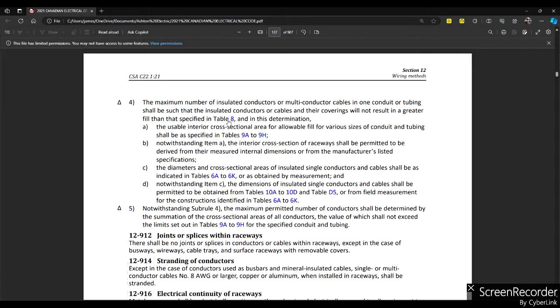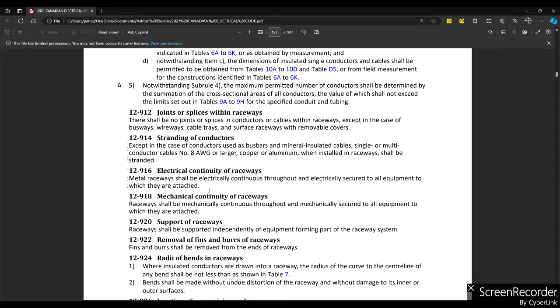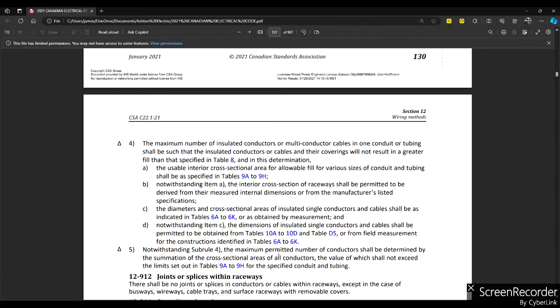Again, table 8 is based on the maximum permitted conduit fill that you can do. 9A is based on the interior cross-sectional area of different types of conduits. If you don't know it, or even if you do, you are allowed to use the manufacturer's listed specifications as well. 6A is the different types of single conductor diameters and the area that they would occupy. And then table 10 we kind of looked up as well. Very similar, but 6 is nice because it has multiples. It does the math for you. Okay, so that's what we're going to look at here.